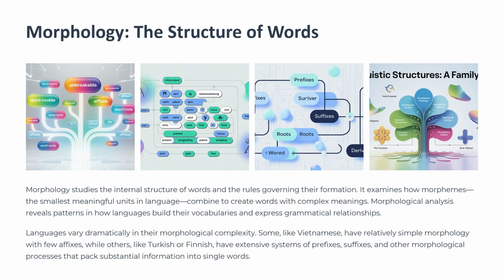Some, like Vietnamese, have relatively simple morphology with few affixes, while others, like Turkish or Finnish, have extensive systems of prefixes, suffixes, and other morphological processes that pack substantial information into single words.